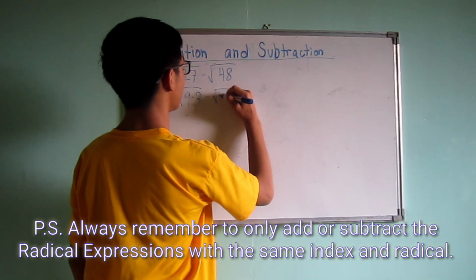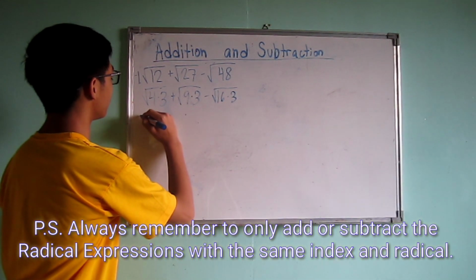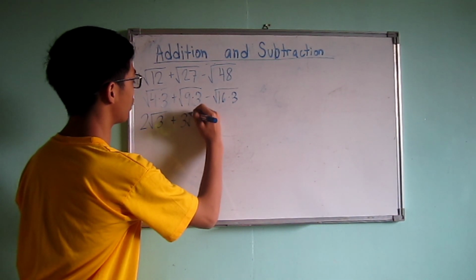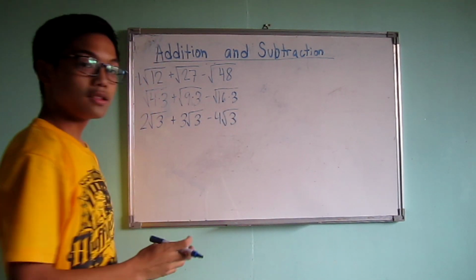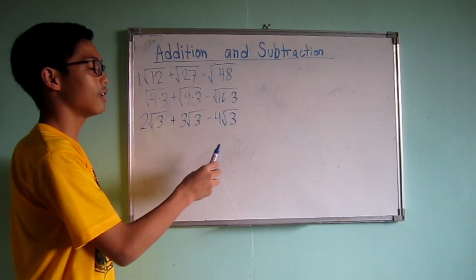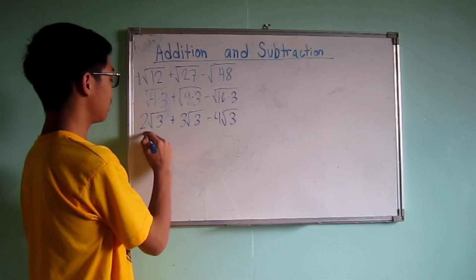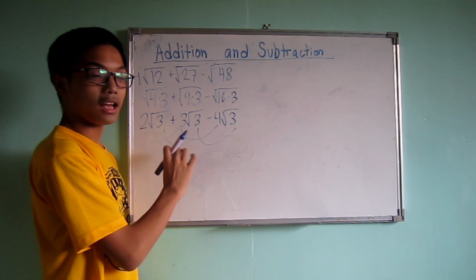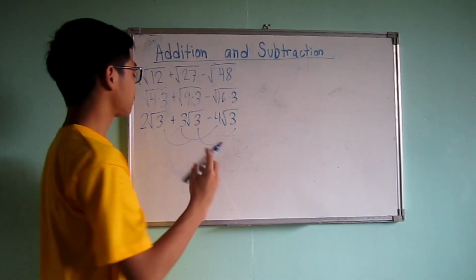Then this is equal to 16 times 3. Then simplify. Square root of 3 plus 3 square root of 3 minus 4 square root of 3. Since all the indexes and the radicals inside are the same, simplify. Add these two whole numbers, and the index or the radicals, just copy.